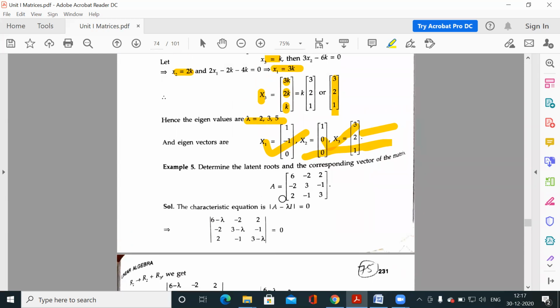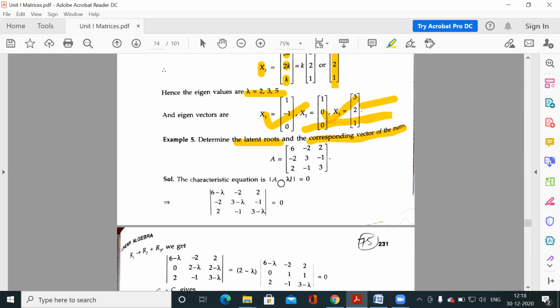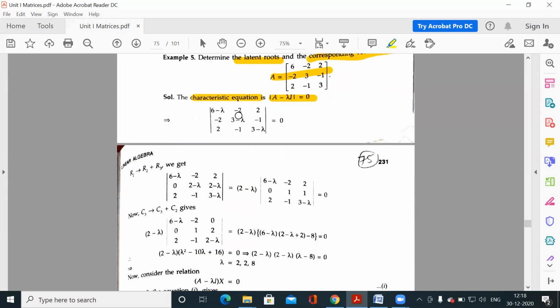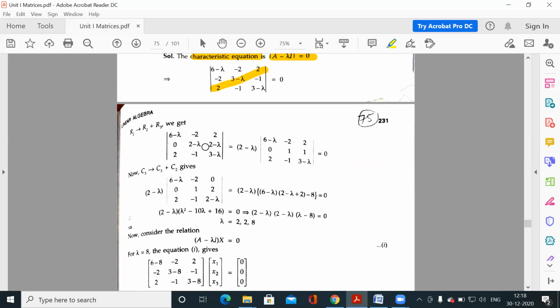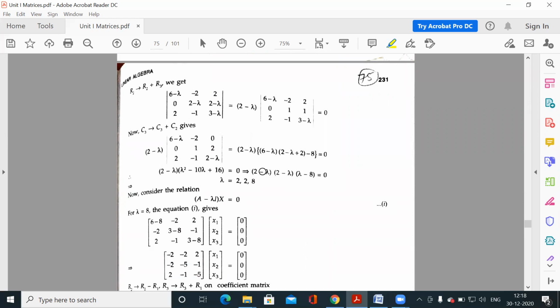Now, for more questions, you have to practice the questions. So determine the latent roots and corresponding eigenvectors of the matrix. So latent roots are the eigenvalues. So this is your matrix. First, you have to find out the characteristic equation. Determinant of A minus lambda I is equal to 0. That means from the diagonal elements 6 minus lambda, 3 minus lambda, 3 minus lambda. This determinant you have to solve. And after solving this, you will get one characteristic equation, and the roots of this characteristic equation are your latent roots or eigenvalues.